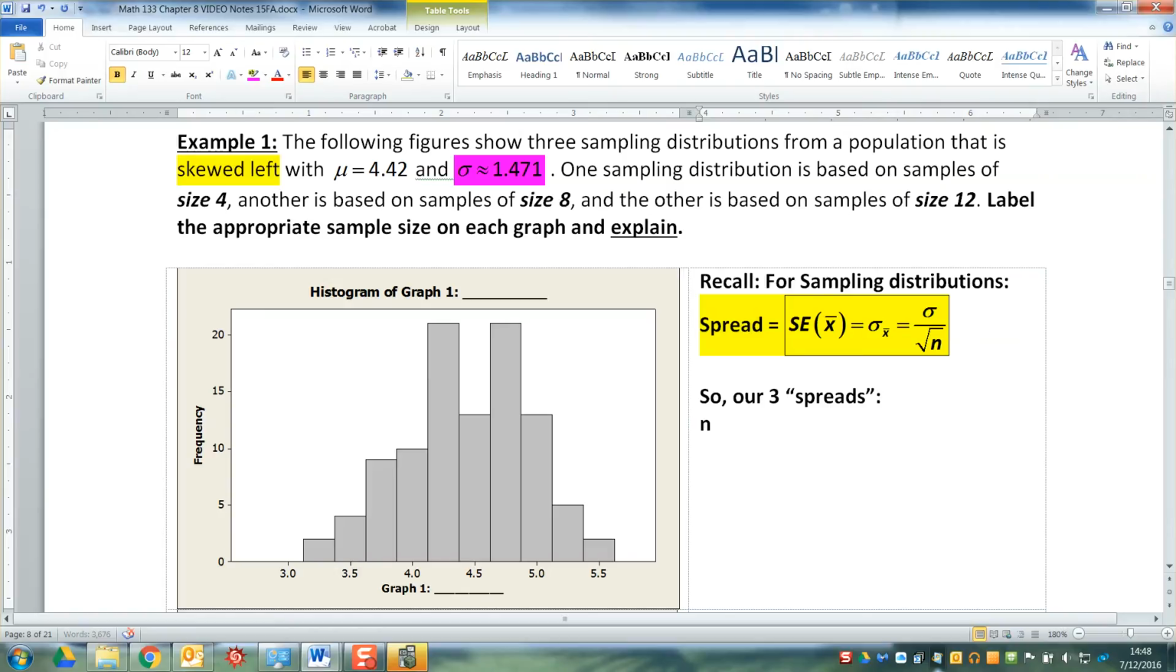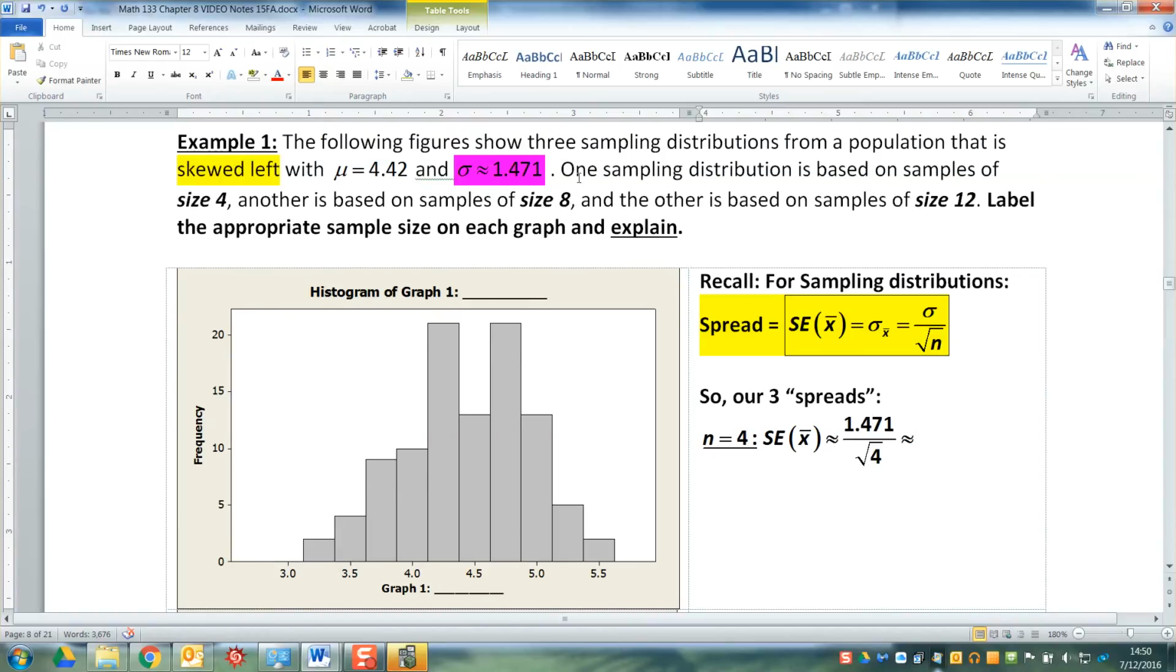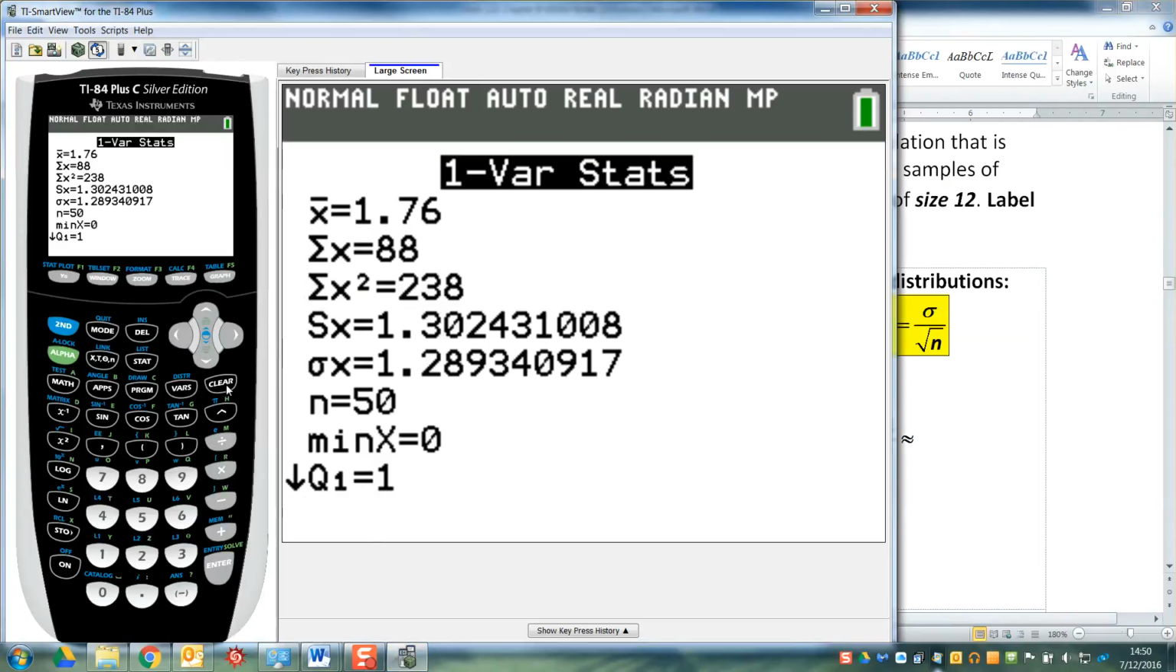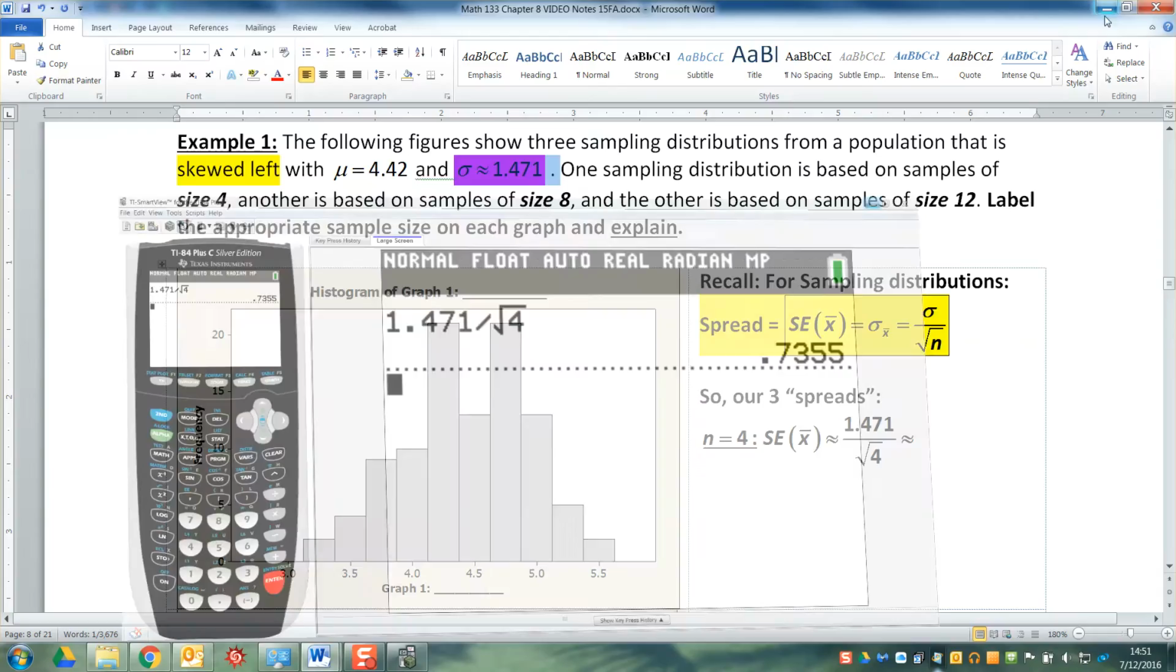So let's try n equals, the lowest one we had was 4. So when n equals 4, what's our spread going to be? There we have it. I substituted it in. So when n equals 4, standard error is approximately 1.471, because that's what our sigma is approximately, divided by the square root of 4. Let me grab a calculator. And then let me clear that out. 1.471 divided by square root, which is above your x squared button, 4. So it's about 0.7355.